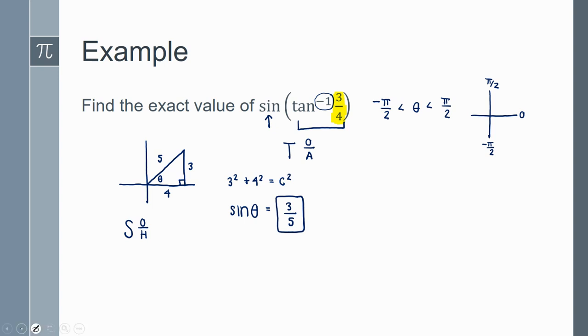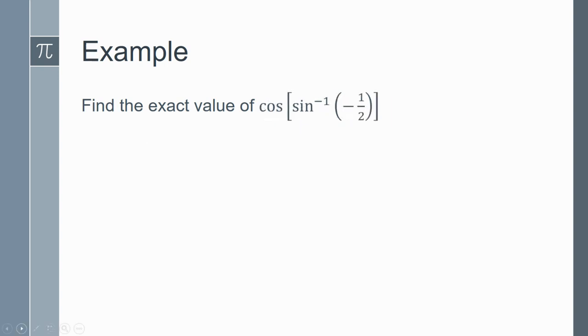Okay. Let's take a look at another example. Let's find the exact value of cosine of inverse sine of -1/2. Once again, we're dealing with two different trig functions, cosine and sine. Because they're different, I focus on the inside parentheses first. So we're dealing with inverse sine. Once again, inverse means we're thinking about angles.